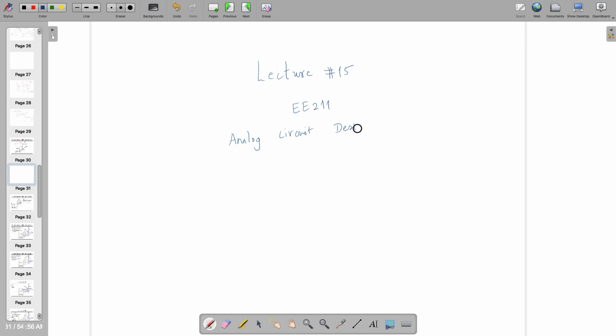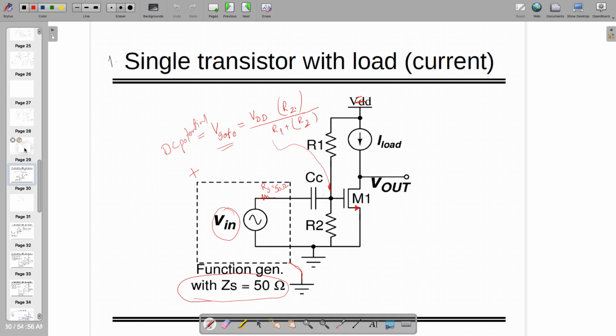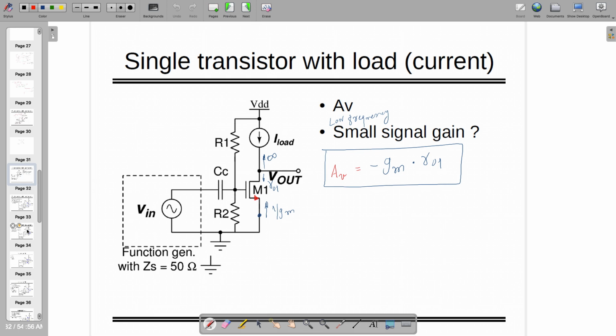Unfortunately, yesterday, because of some problem, I could not complete lecture number 14, where we were talking about the amplifier transfer function. But before that, we studied the high frequency model. So the high frequency model can be used to find out the complete transfer function. And we discussed a single transistor with some load. Let's assume the same thing is there, and the low frequency gain is already found out. It's minus gm times ro1.